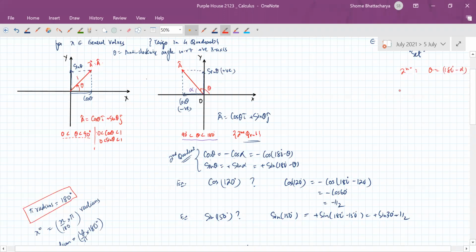If we are in the third quadrant, then theta is greater than 180 but less than 270. So we'll write theta as 180 plus some acute angle. And if we are in the fourth quadrant, then it's less than 360 but greater than 270, so we'll express theta as 360 minus alpha.